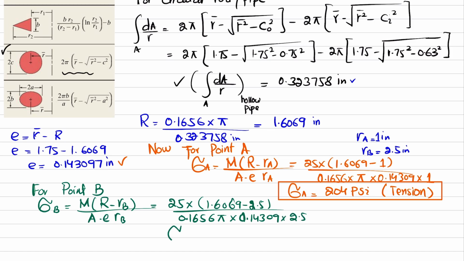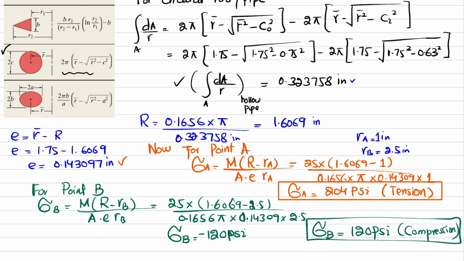So when you solve this, you will get stress at point B comes out to be minus 120 psi. Or you can see stress at point B comes out to be 120 psi. Negative sign means that point B is in compression. Okay. And that is the answer of our this question.